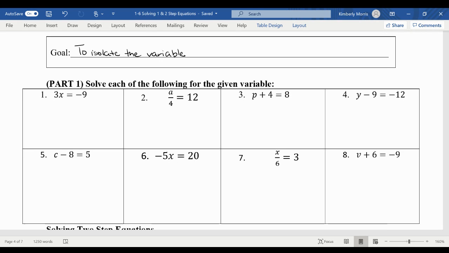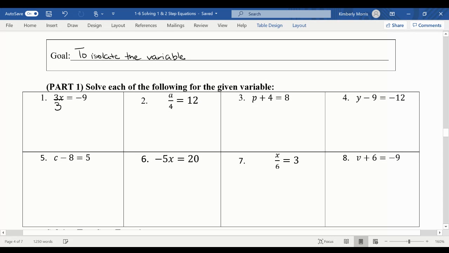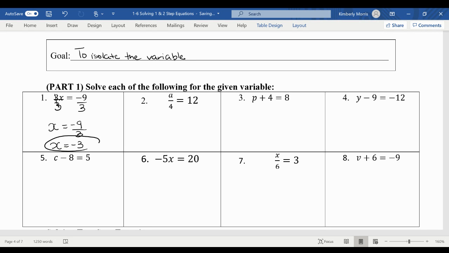If I'm trying to solve for x, all I have to do is divide both sides, inverse operations, by 3. I'm left with x is equal to negative 9 over 3. And that can be simplified to be x is equal to negative 3. And that's it. One step. All we had to do was divide both sides by 3.